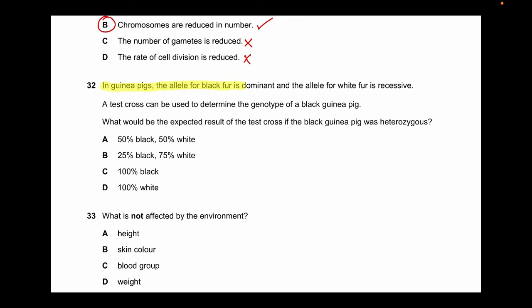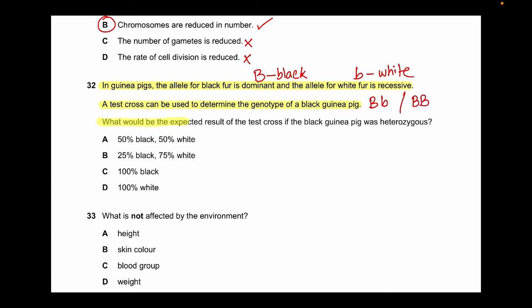Question 32. In guinea pig, the allele for black fur is dominant and the allele for white fur is recessive. So black fur is dominant, so capital B for the dominant black fur, and small b for white fur. A test cross can be used to determine the genotype of a black guinea pig. So a black guinea pig can be either capital B and small b, or capital B and capital B.